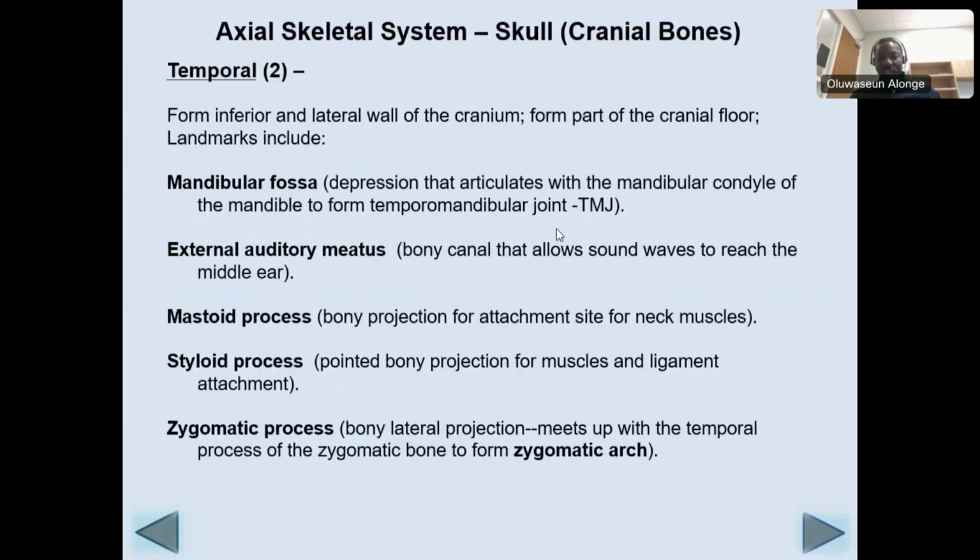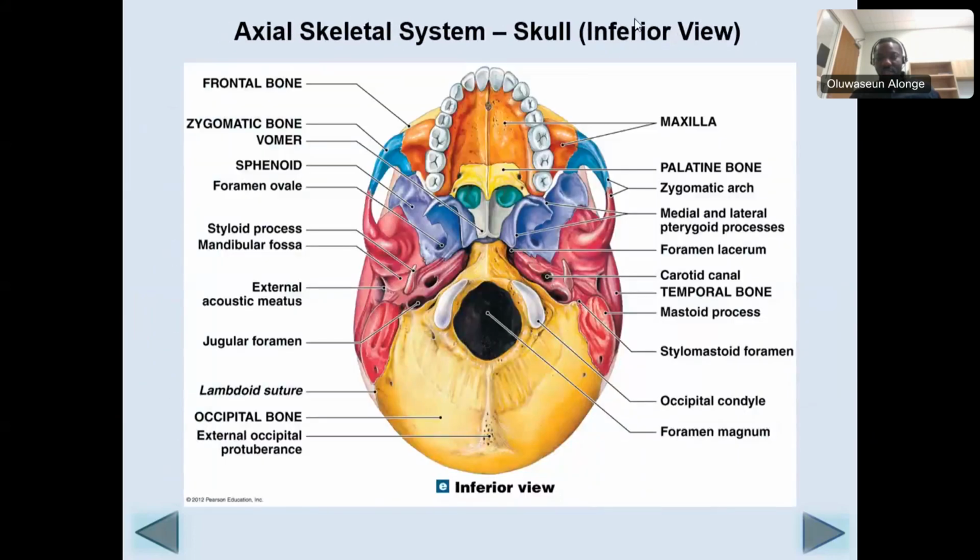So that's it right here. That's the protuberance here. You see? That's a projection, the protuberance, right here. Right, let's go.